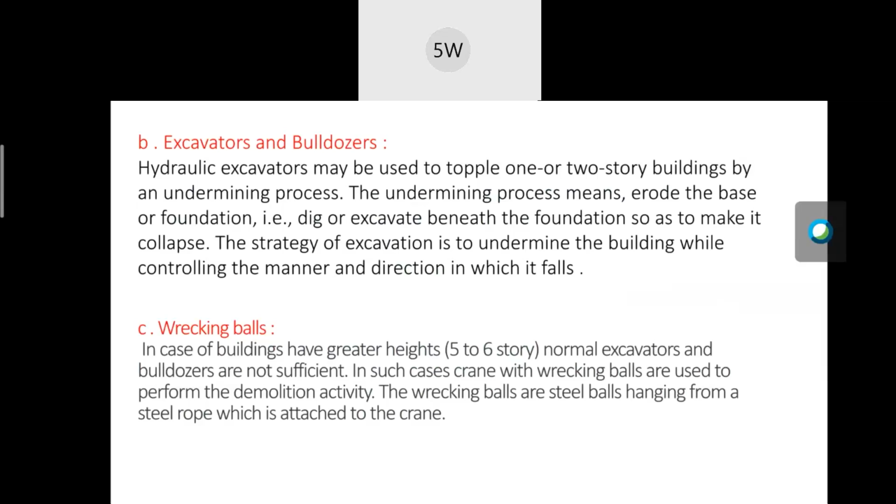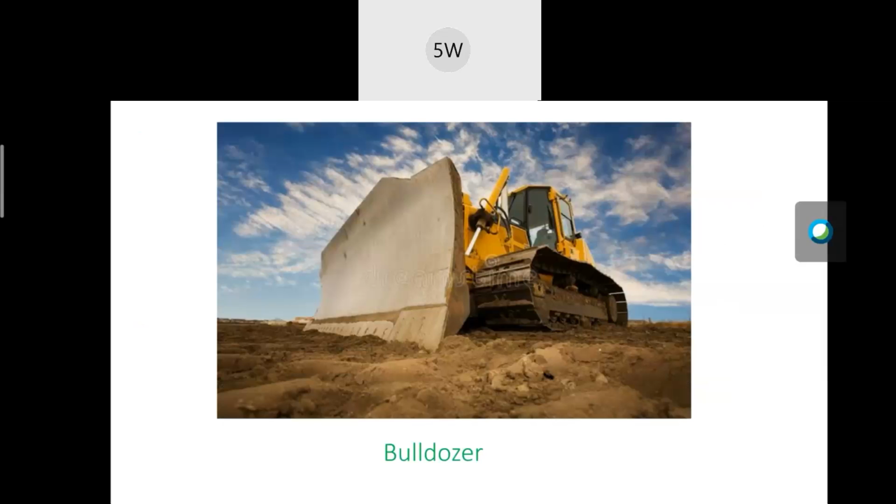Third one is wrecking ball. In case of buildings of greater height, 5 to 6 stories, a normal excavator and bulldozer are not sufficient. In such cases, a crane with a wrecking ball is used to perform the demolition activity. The wrecking ball is a steel ball hanging from a steel rope, which is attached to the crane. This is the image of bulldozer. This is the image of wrecking ball.